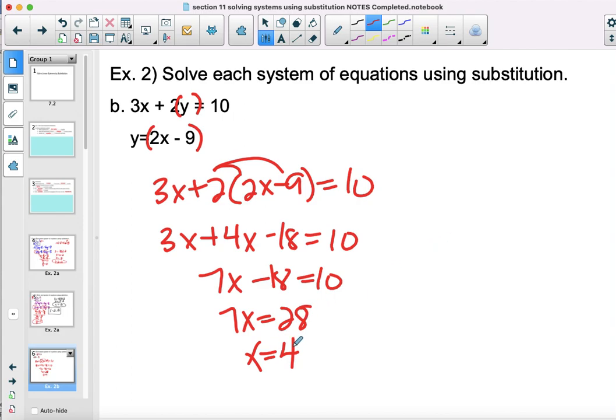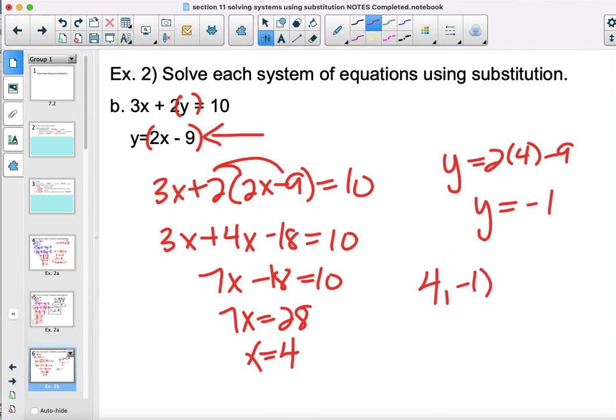Again, we have our first variable. We're going to take it and plug it back into this equation where y is by itself, and that is going to help us find the value of y. So 2 times 4 minus 9 is negative 1. And so that's our ordered pair, 4, negative 1.